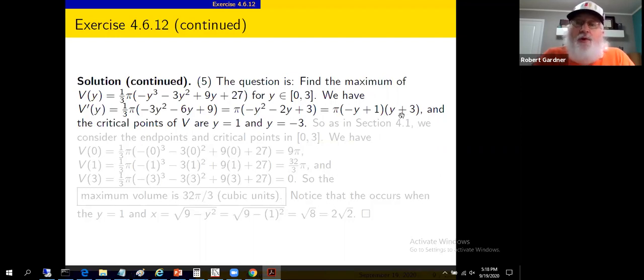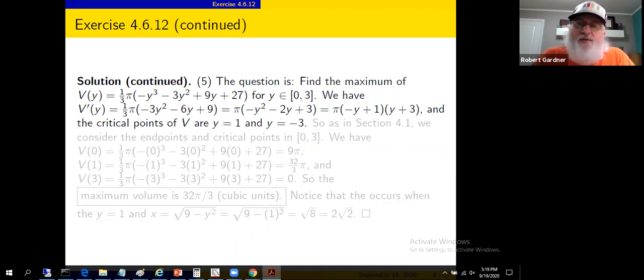We're looking for critical points in the interval 0 to 3. 1 is a critical point. Negative 3 is a critical point as well, but it's not in this interval. Does it make sense that negative 3 is a critical point? It doesn't count, but let's look back at the picture and see where that came from.